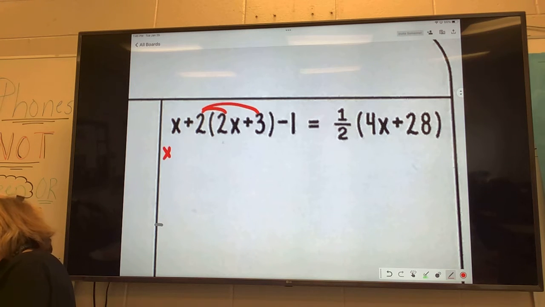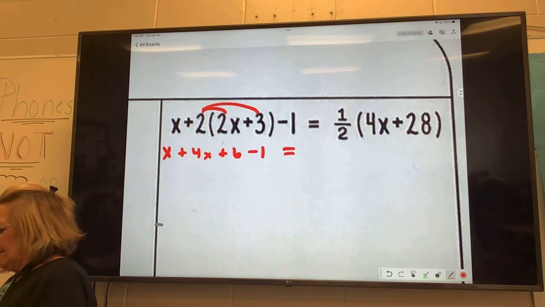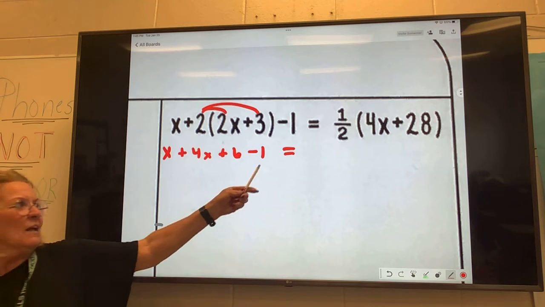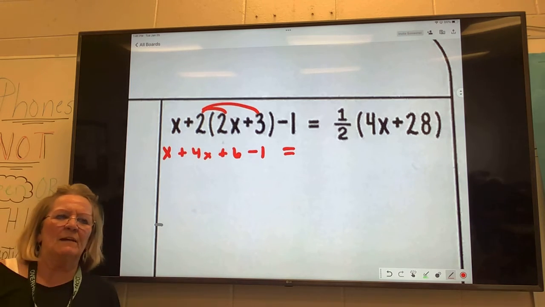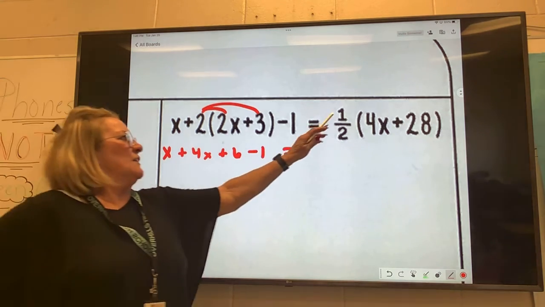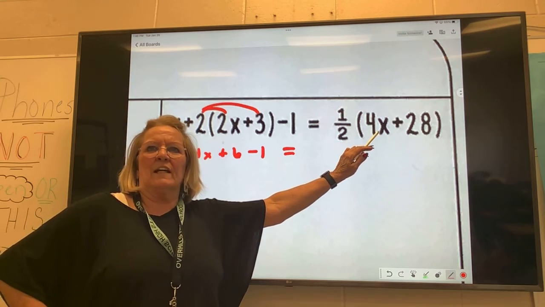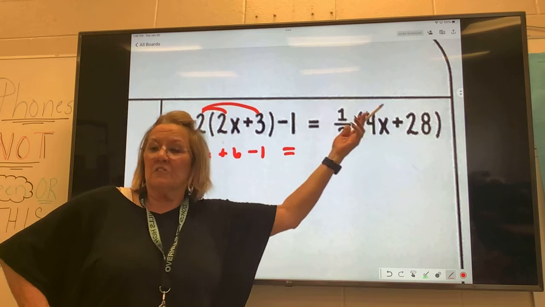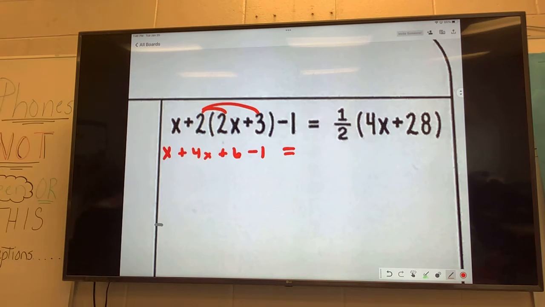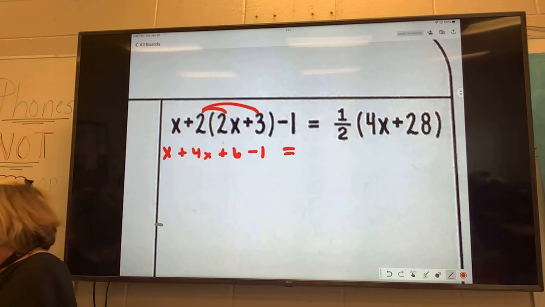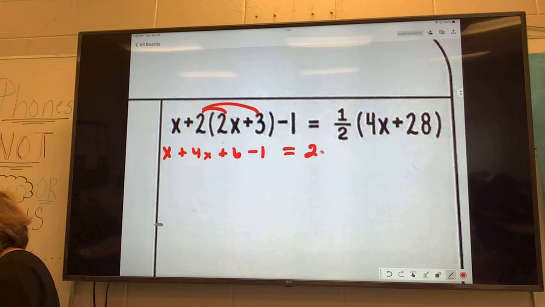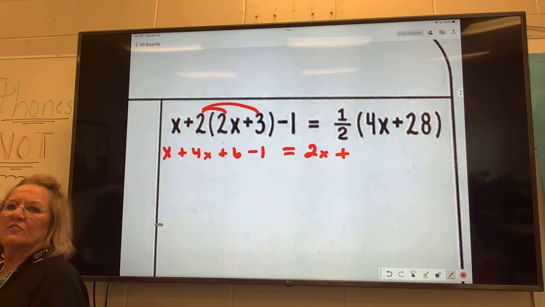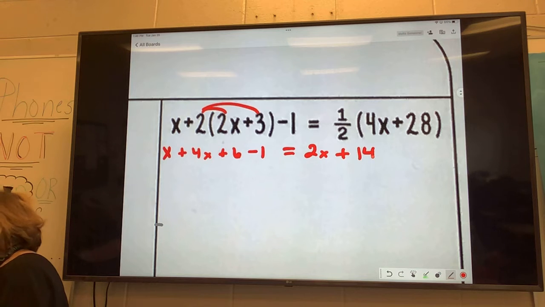So I get x plus 4x plus 6 minus 1 equals. Somebody asked about this: of and times is the same thing in mathematics. So if this is 1/2 times 4x, I can also say 1/2 of 4. What's 1/2 of 4? 2. That makes it real easy to multiply. So 1/2 of 4 is 2, which gives me a 2x. What's 1/2 of 28? 14.